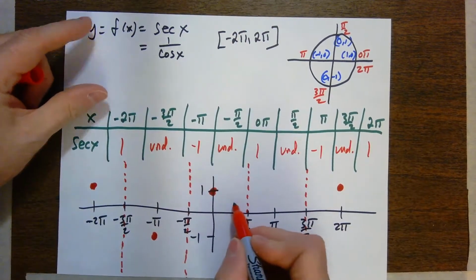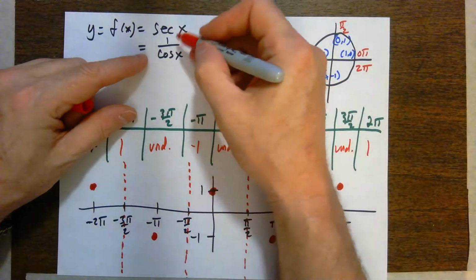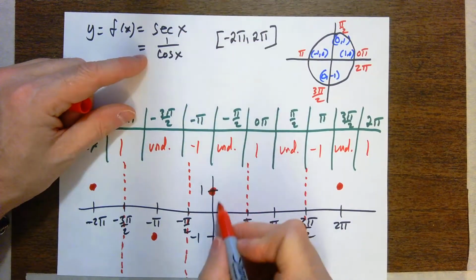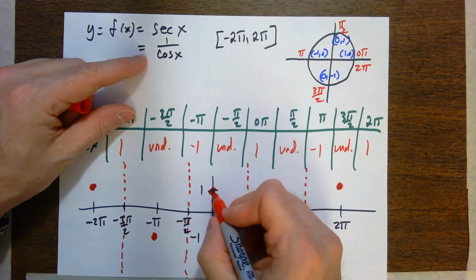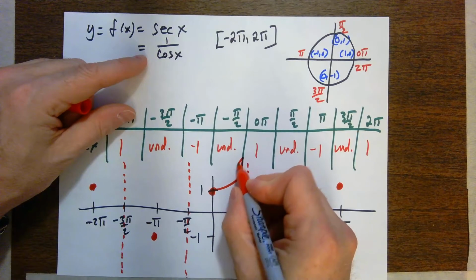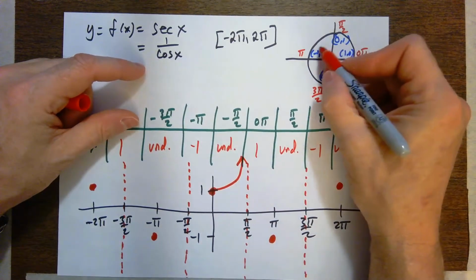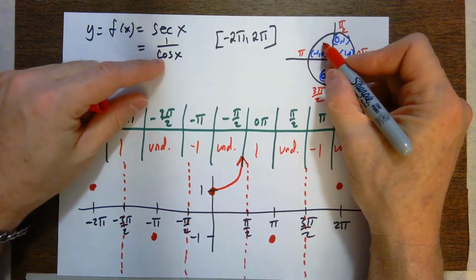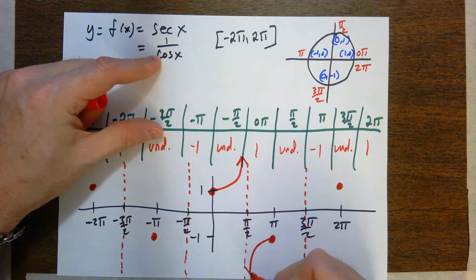In this first quadrant, cosine is positive. Secant is 1 over cosine. 1 over positive is a positive. So it has to be positive here, and it cannot cross the x-axis. The only thing it can do is that. What about here in the second quadrant? Cosine is negative. Therefore, secant, 1 over negative, is going to be negative. It cannot cross there, so it has to go down like this.